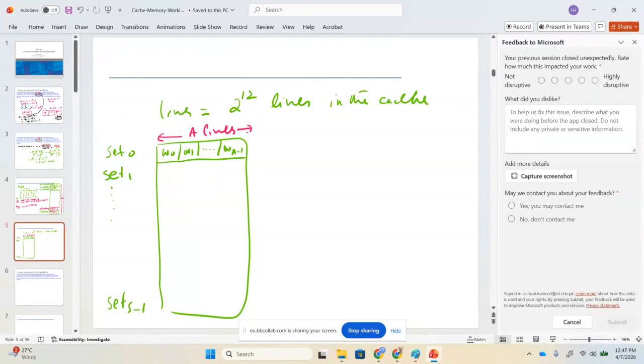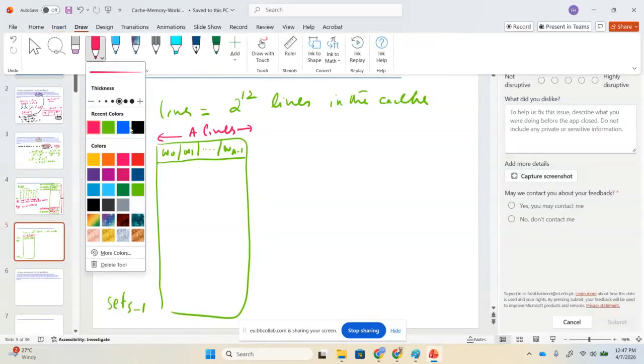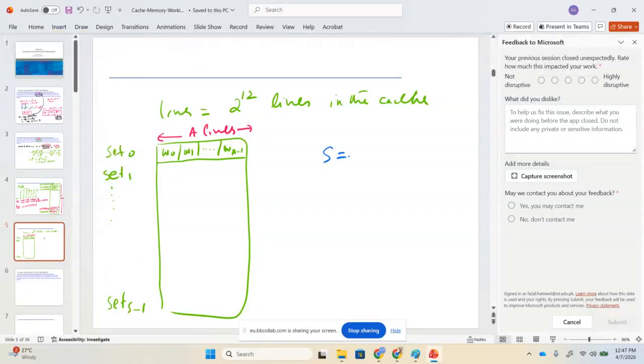Okay, so how can we calculate S? What is S now? Can you even tell me? How can we compute S? We divide the total number of lines by the mapping, which is 8. So the total number of lines L is actually 4096 now. L, the total number of lines, is equal to S multiplied by A.